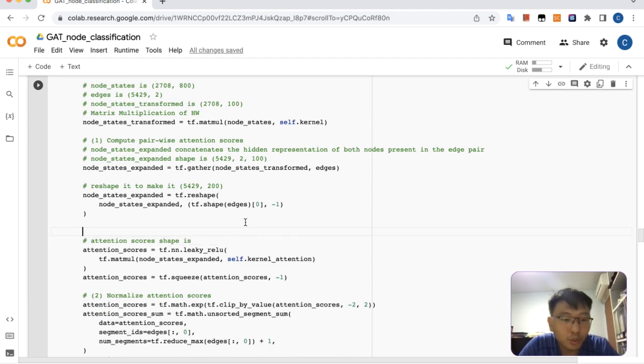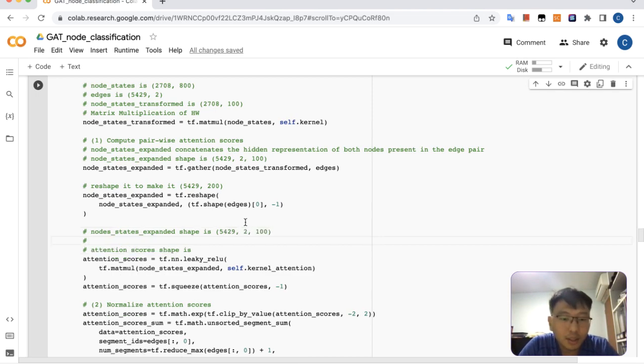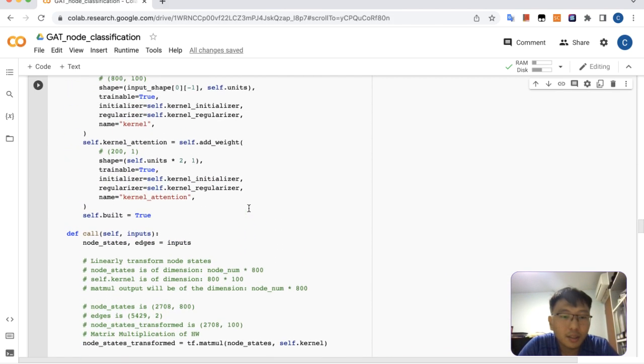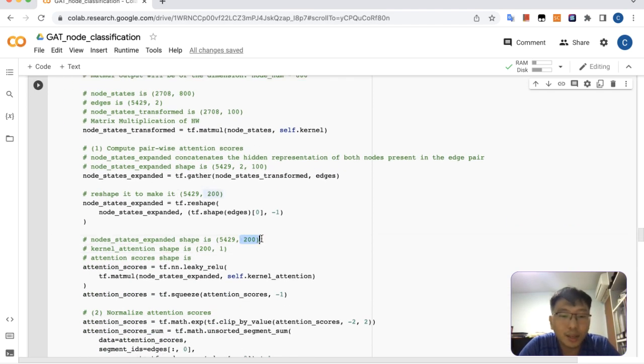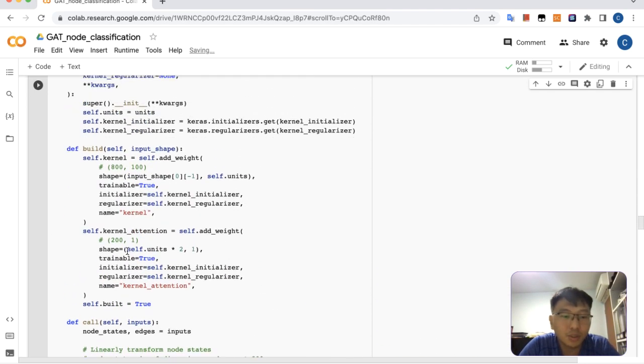okay, let's just do it out in full. So the node state expanded shape is 5429 by 200. Then the kernel attention shape is, okay, so this is actually already 200. The kernel attention shape is 200 by 1. Oh, I see why they do 2 times this one already. I understand this code now.